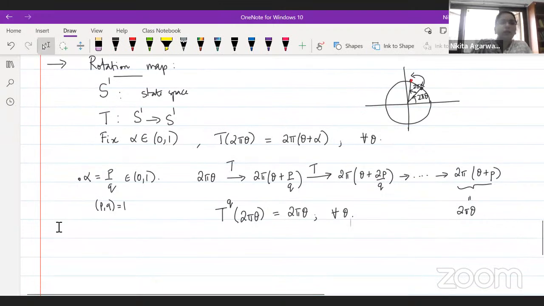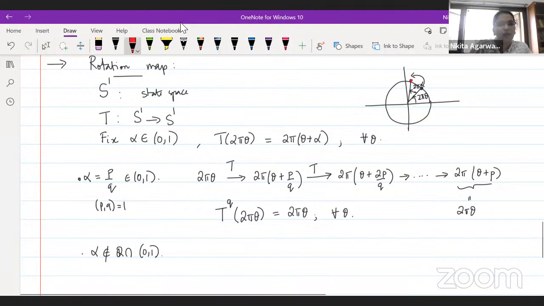But the things become very interesting if alpha becomes an irrational number. I'm focusing on 0, 1. So note that when alpha is 0 or alpha is 1, it's the identity map, right? So therefore, I'm focusing on 0, 1 because that's kind of a branch which defines a unique class of maps, right? If I expand this range, then you get more and more maps, but they are same as this range, okay?